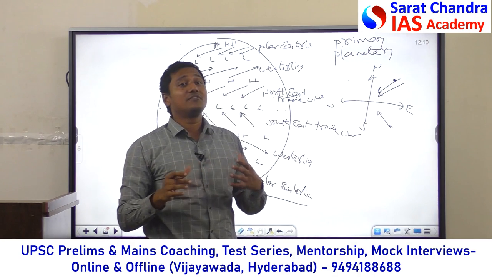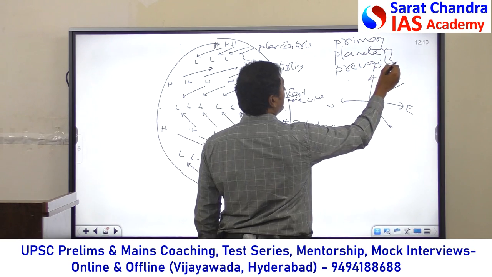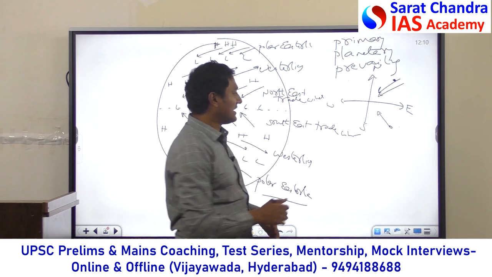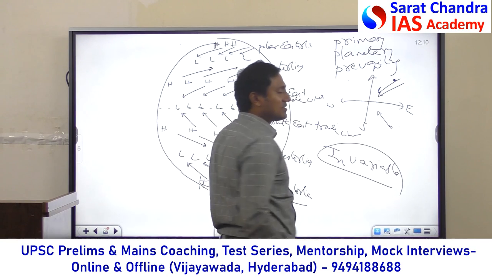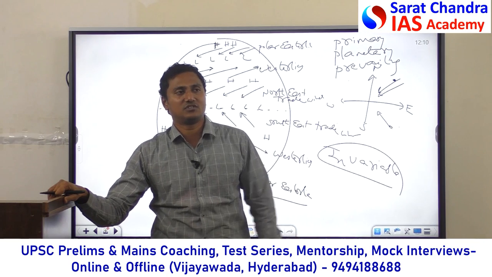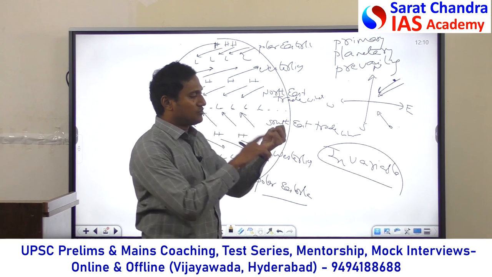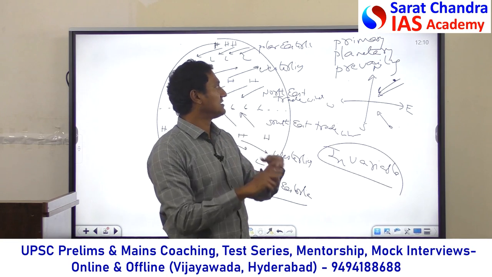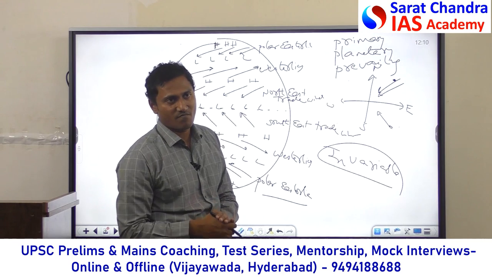They are also called prevailing winds. They prevail almost throughout the year. They are also called invariable winds. That means mostly they don't vary. Almost the same direction throughout the year. Invariable means they don't vary. So these winds, polar easterlies, westerlies and trade winds, these three are called primary winds or planetary winds or prevailing winds or invariable winds. You should know about these winds.